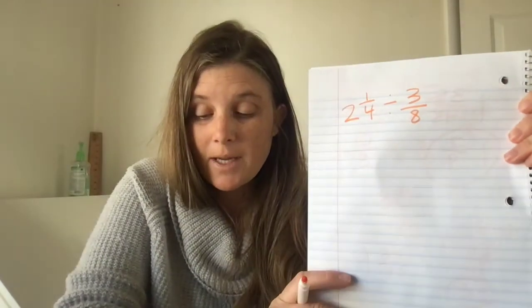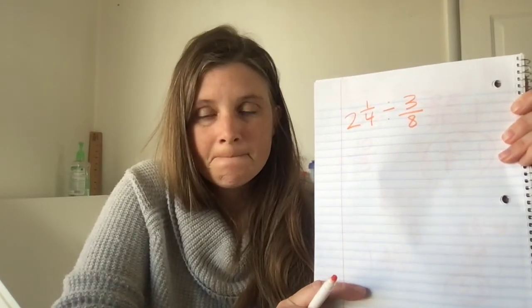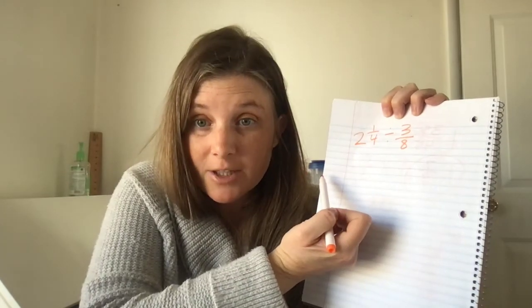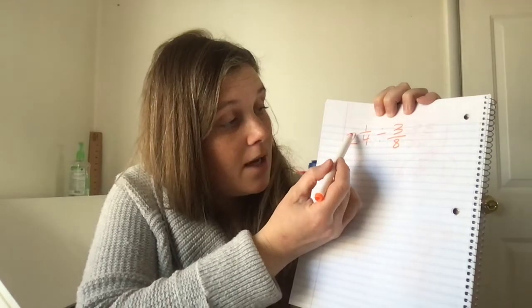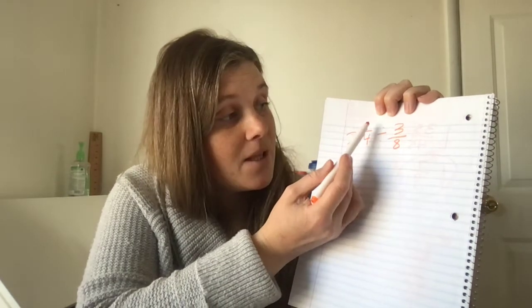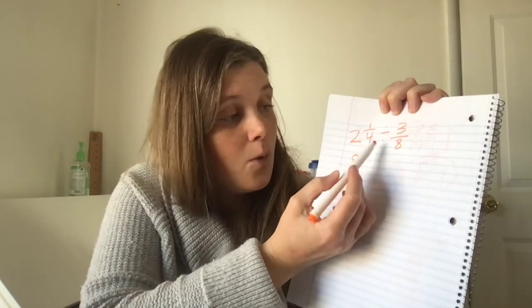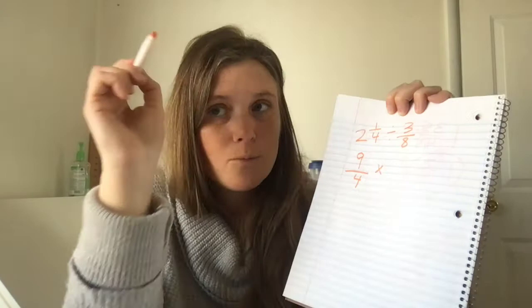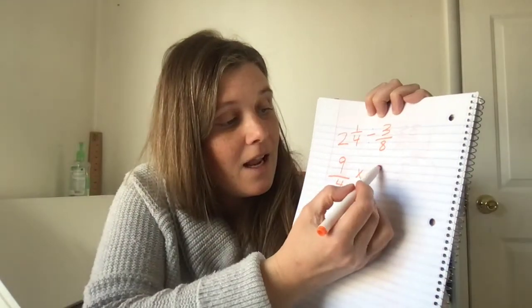Let's try 2 and 1/4 divided by 3/8. Pause me and try that by yourself. Okay, first thing we need to do is change this mixed number into an improper fraction. So we do the whole number times the denominator. 2 times 4 equals 8, plus 1 more equals 9. We keep this denominator, 4ths, multiply by the reciprocal, 8/3.